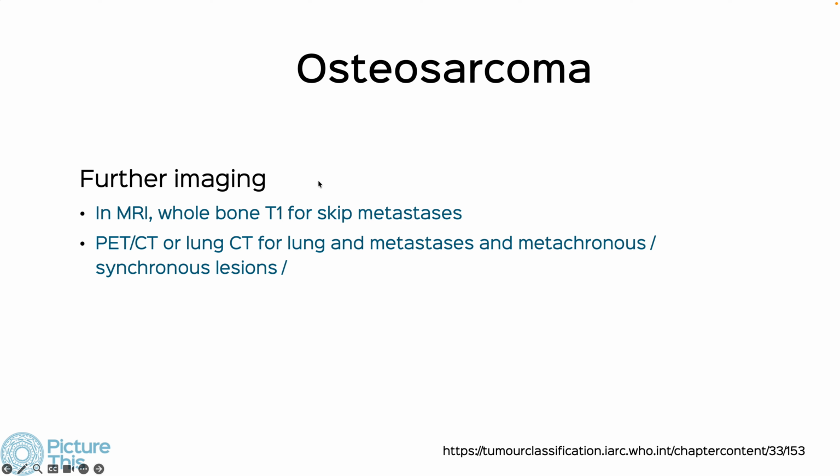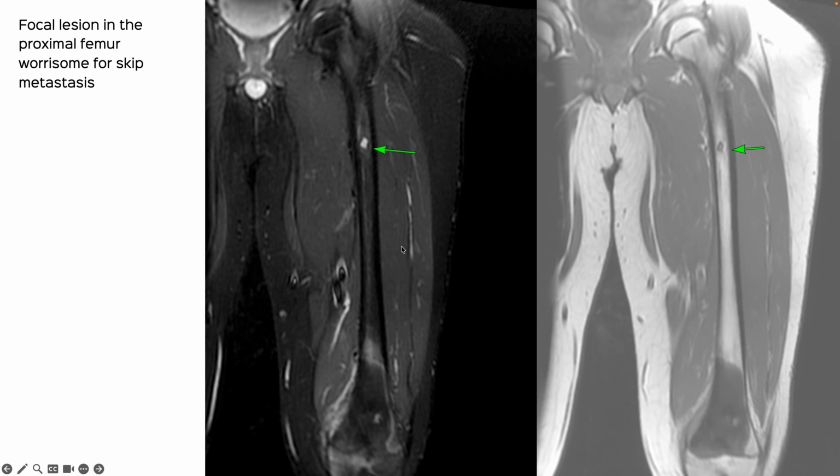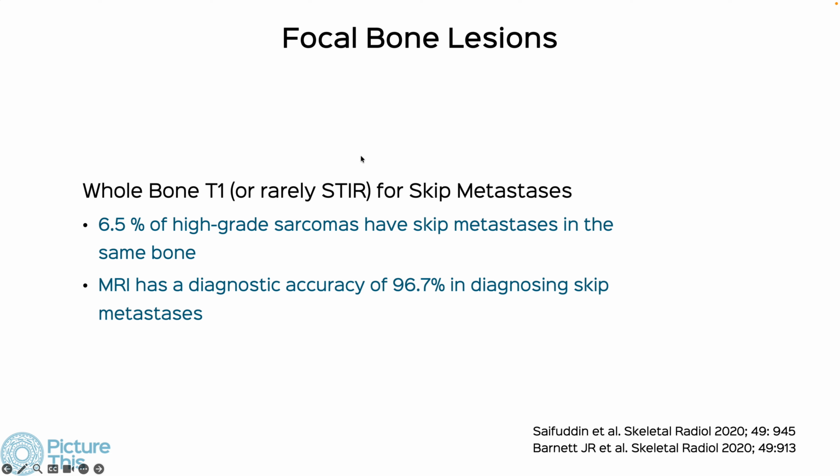Now you need further imaging. So you need a whole bone T1 for skip mets, and you need a PET CT or a lung CT for lung mets and other metachronous synchronous lesions. Now they had done a whole bone T1 and a STIR whole bone, which showed this focal lesion in the proximal femur. Again, worrisome for skip mets.